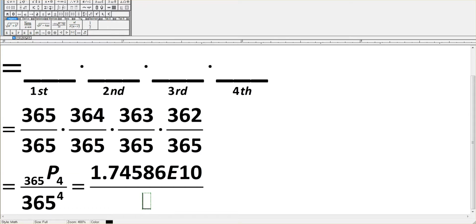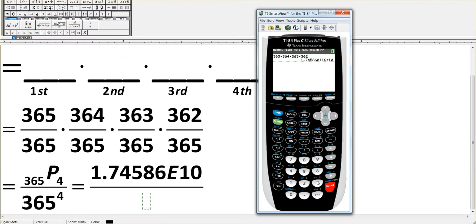The denominator is 365 to the fourth, which I'll figure out in a second, but I want to show you the way to do the other method. So let me think. I think I type 365 first, then I hit math, go over to the probability menu, and it's number 2, nPr right there. And it says, okay, out of 365, how many do you want to choose? Well, I want 4 for my example, so I'm going to pick 4 and hit enter. And see, it's the same number.